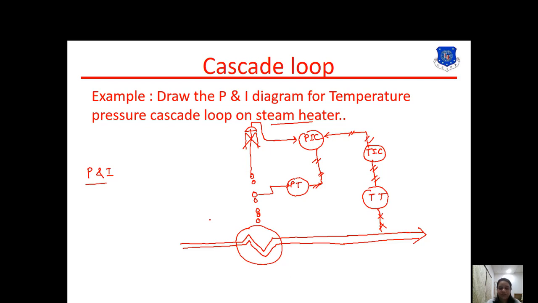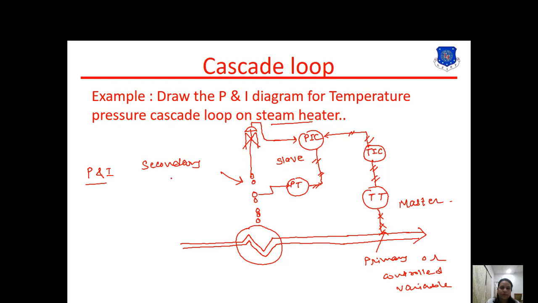Now what is the master loop and what is the slave loop? The pressure transmitter and pressure controller work as the slave loop, and the temperature transmitter and temperature controller work as the master loop, and the input of the master loop is our primary control variable, and the input of the slave works as the secondary controller. So this is the full P and I diagram for the steam heater.